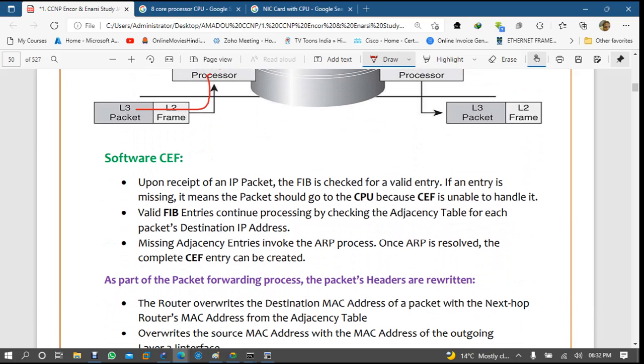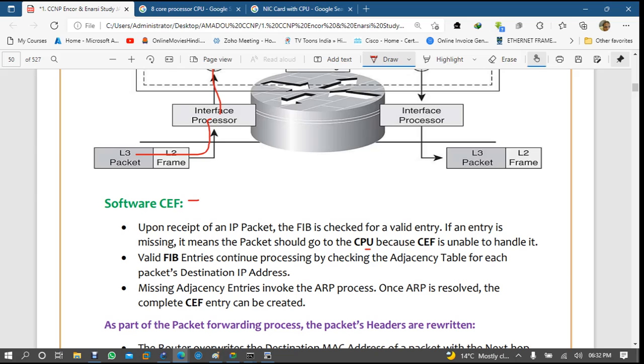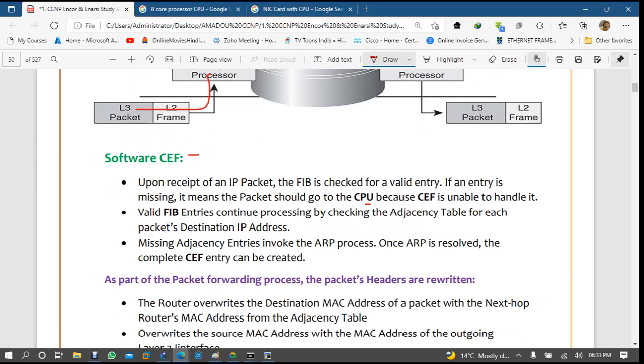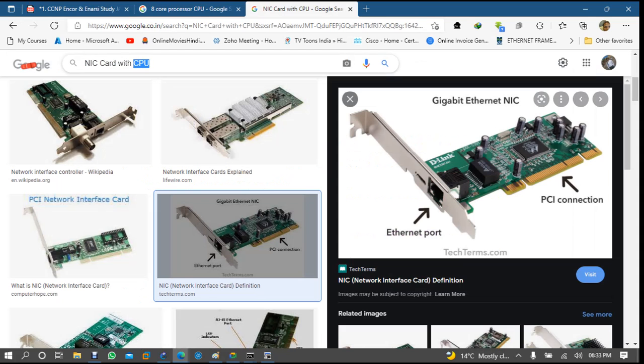Software CEF will be using your CPU, and hardware CEF is using separate processing for each card. But yes, you will find some hardware CEF in the core layer switch. I can show you here.